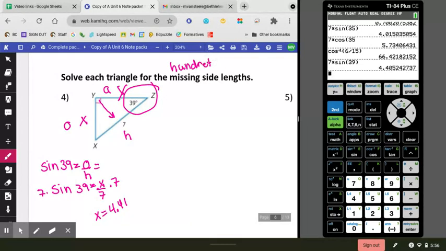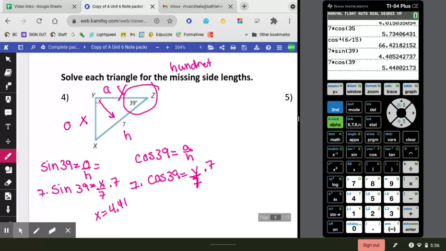Now to find y, that's the adjacent and our hypotenuse. So I want to say the cosine of 39 is our adjacent over our hypotenuse. So the cosine of 39 is y over 7. We're going to multiply both sides by 7. And y is 5.44.